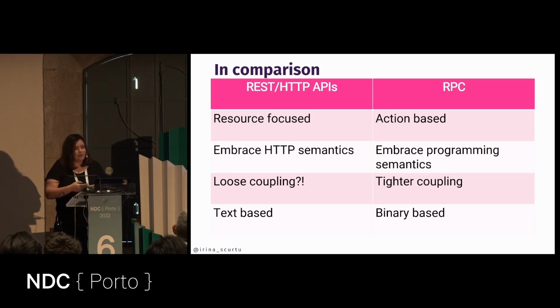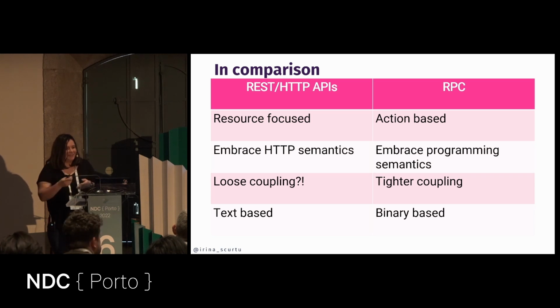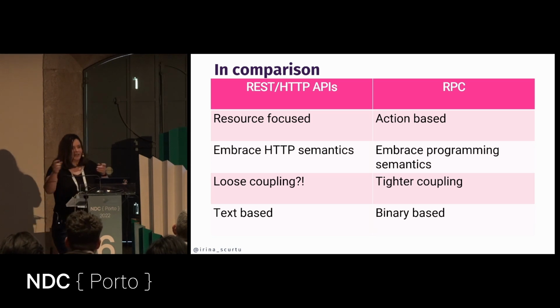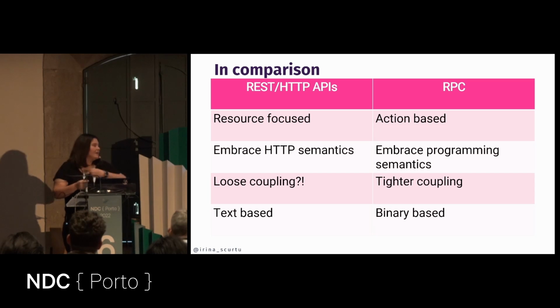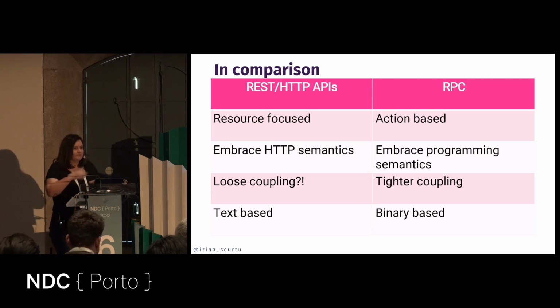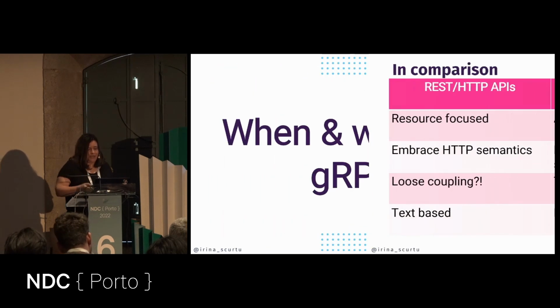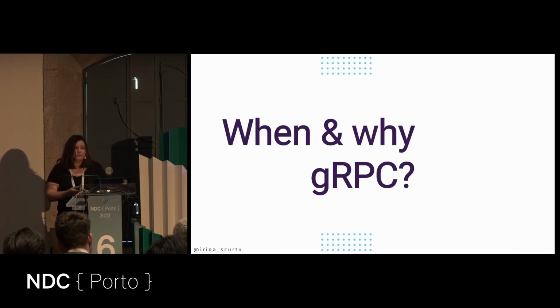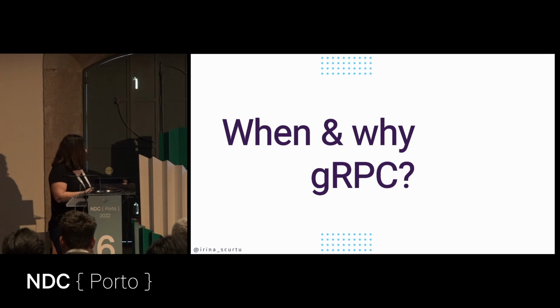But that binary-based used to be a drawback until now. Thank God, the guys from Postman actually made a thing that is visual, clickable and usable. Until now, you could have used gRPC curl. There is a version of cURL for that. But either way, when and why gRPC overall?